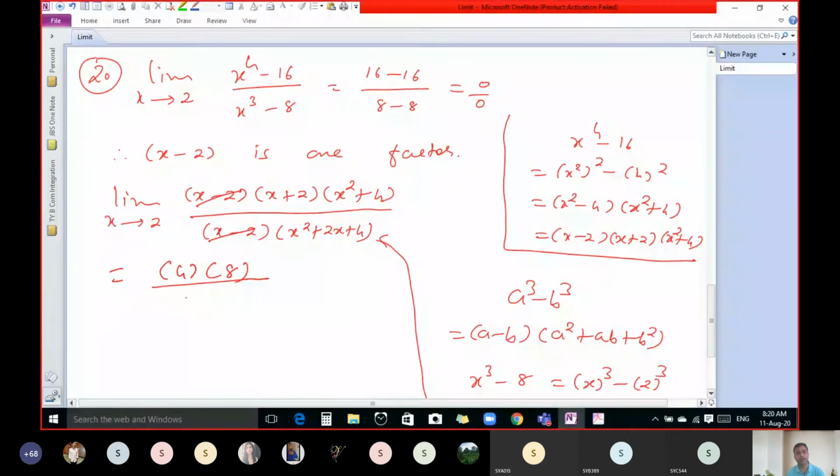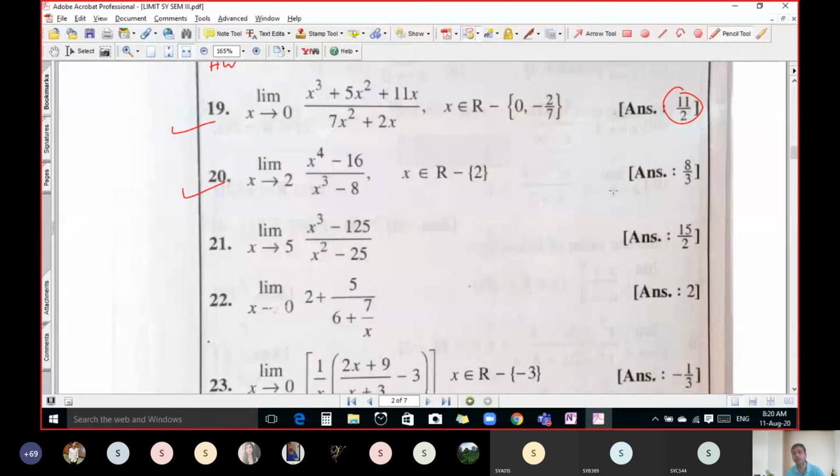Here, 2 square, that is 4. Plus 2 2s are 4. Plus 4. So here we get 32 divided by 12. So you can cancel 4. So we get 8 by 3. So 8 by 3, that is our final answer for question number 20.